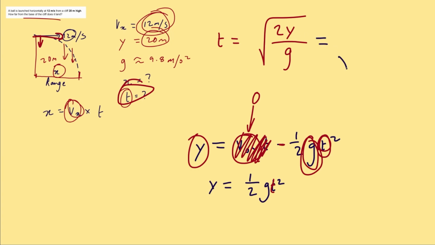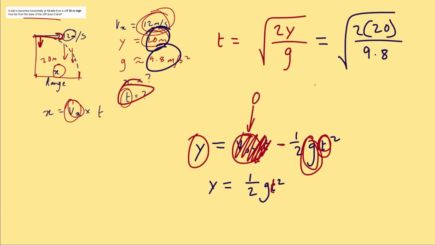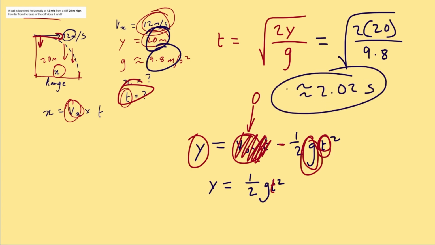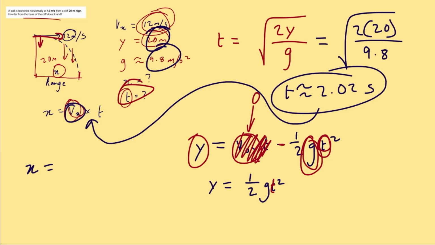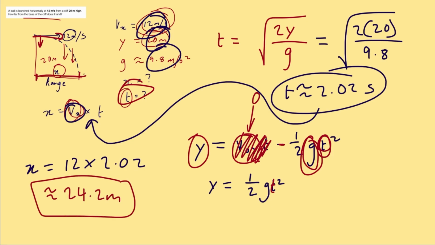Anyway, plugging in values into this formula, so 2 times y, which is 20, divided by g, which is gravity, 9.8. The time it takes to hit the ground is roughly 2.02 seconds. And now, with this time value, we can plug it in right here to find the horizontal distance covered by our ball. Let's do that. x is equal to Vx, which is 12, multiplied by t, which we just found. We get roughly 24.2 meters. So once our ball hits the ground, it is 24.2 meters away from the base of the cliff.